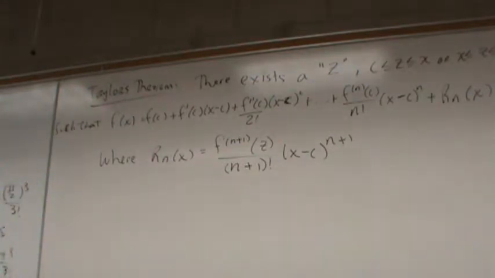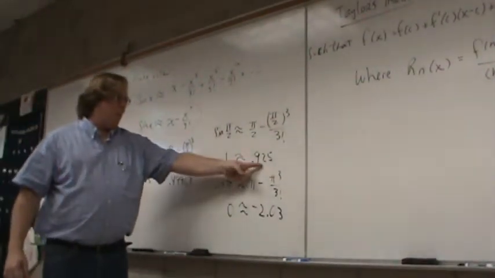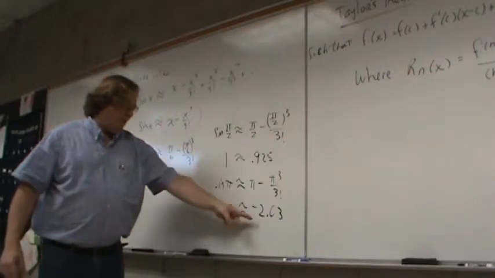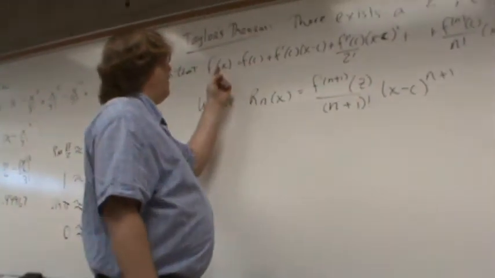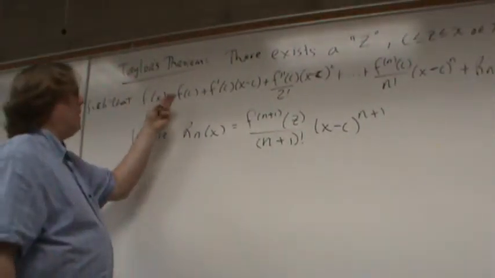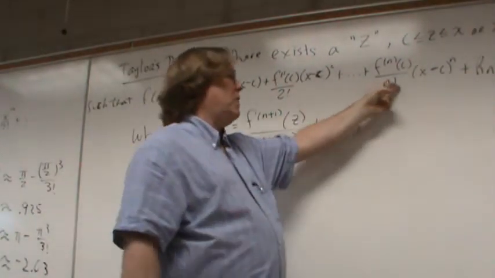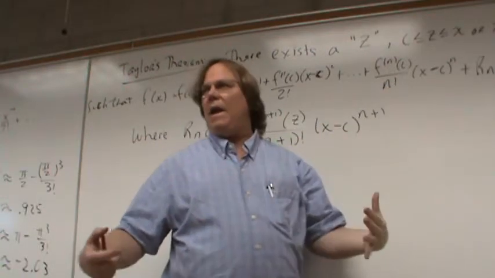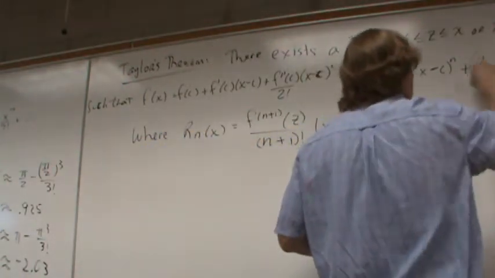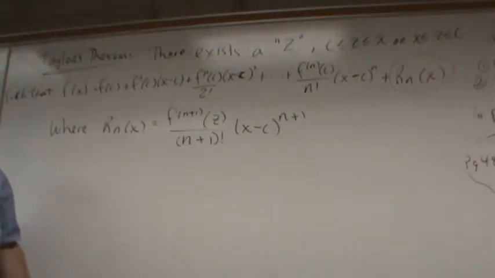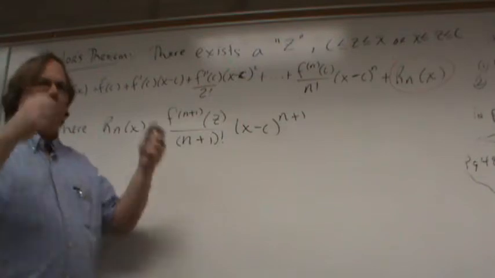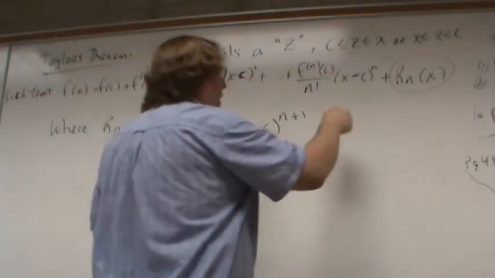You saw that happening here, where for pi over 6, the error was 0.0003. For pi over 2, the error was 0.075. For sine of pi, the error was 2. But whatever happens, if you're going to approximate a function with a finite number of terms in your polynomial, then you're going to have an error. And this guy here is the error. They call it the remainder. And this is actually called the Lagrange form of the remainder.